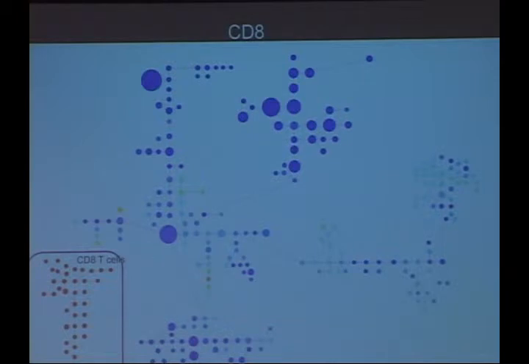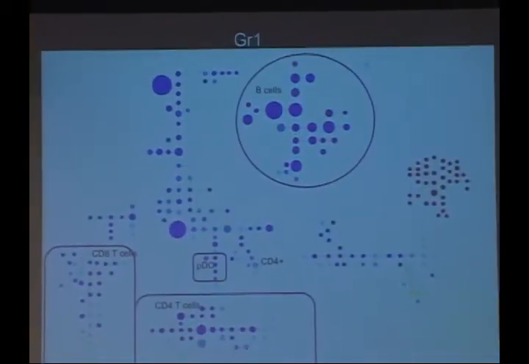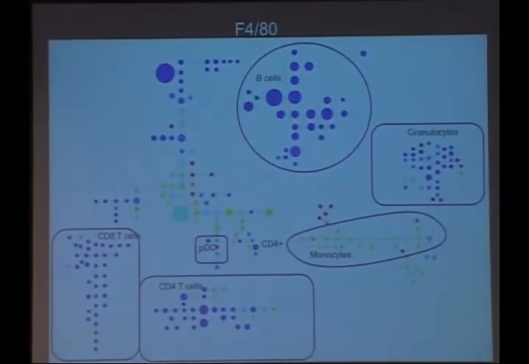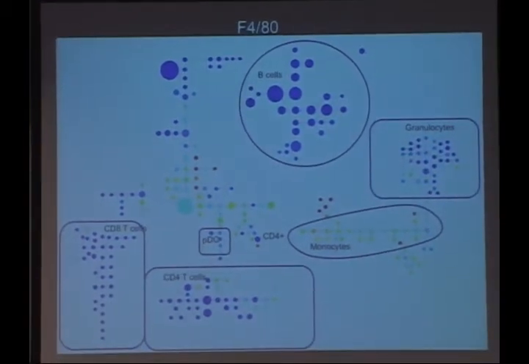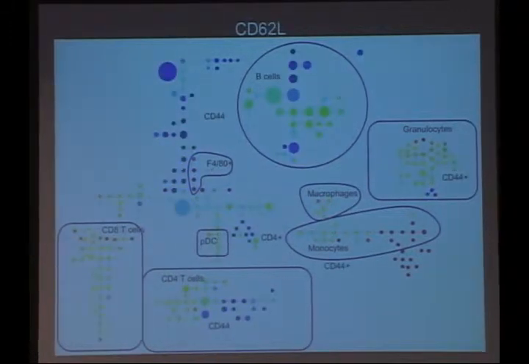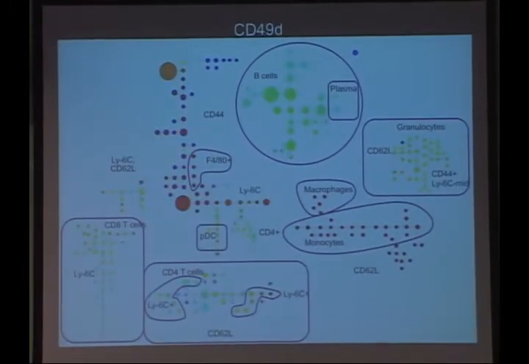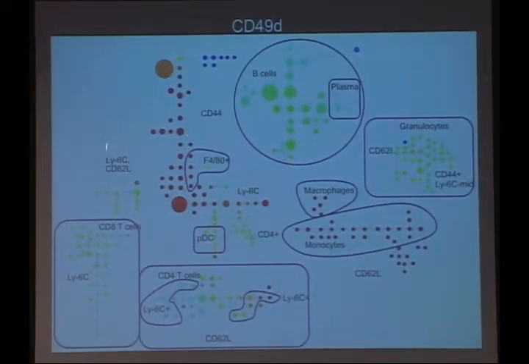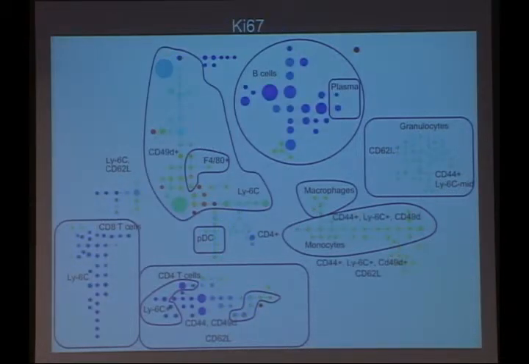But basically, as he flips through and looks at the different surface markers, he can pick out certainly T cells and B cells, granulocytes rather, monocytes, and dendritic cells here, and macrophages. And then when we look at a couple of activation markers, 44, 62L, Ly6C, and 49D, we can break this up into even more subsets. And then finally, Ki67 is a marker of cell cycle activation. There wasn't much going on here in the basal state.